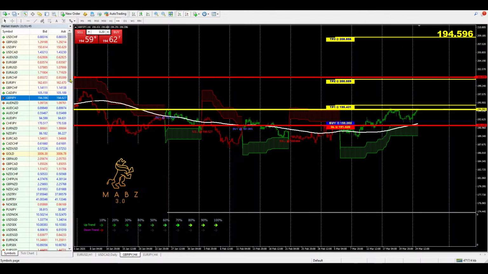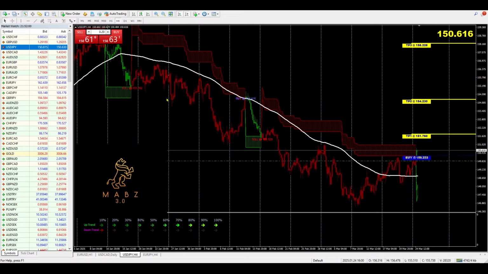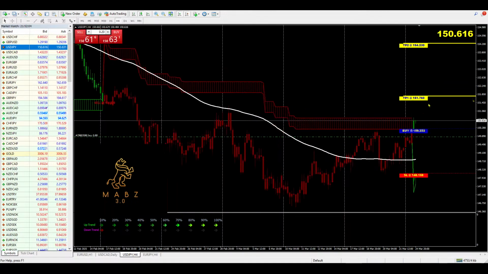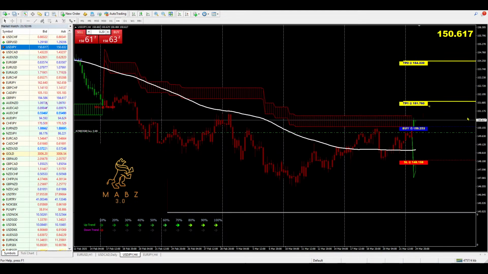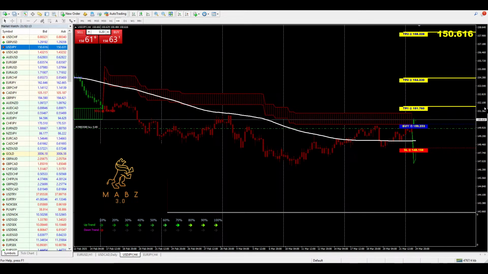Now let's have a look at some markets. We are going to go into the Tokyo session soon, so it makes sense for us to look for signals on the Tokyo session or on markets that are affected by the Tokyo session. This is actually a trade that I'm already in. On the H4 chart, we have a buy setup on the USD JPY.